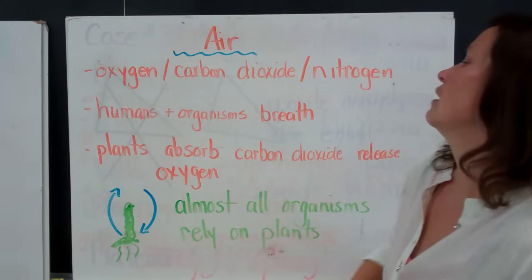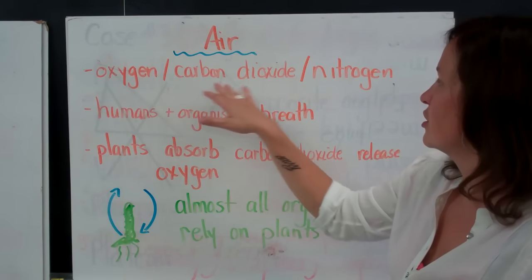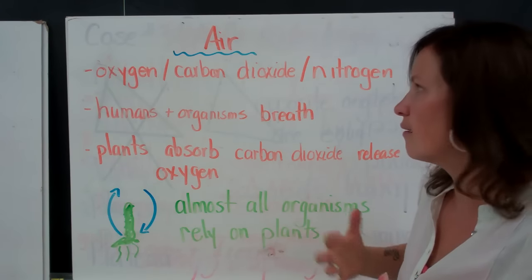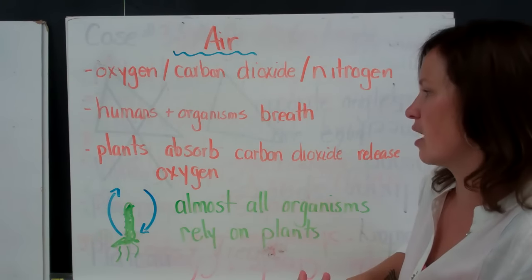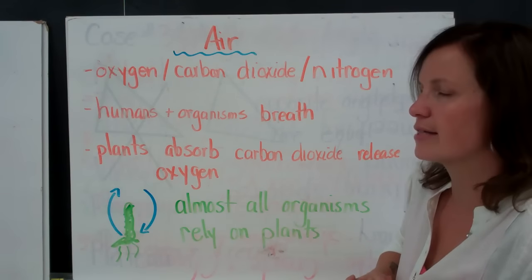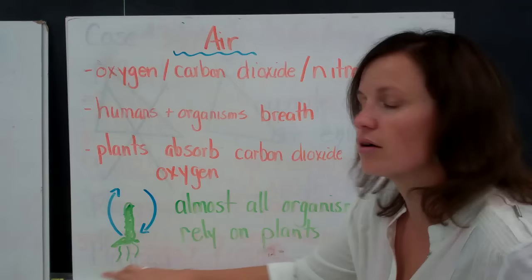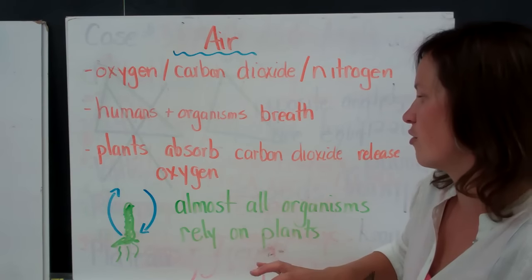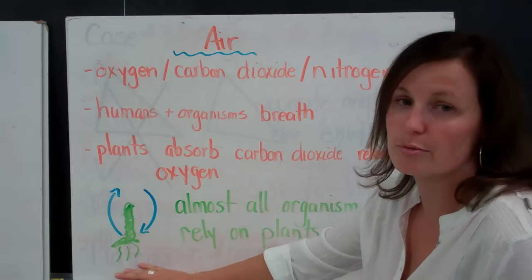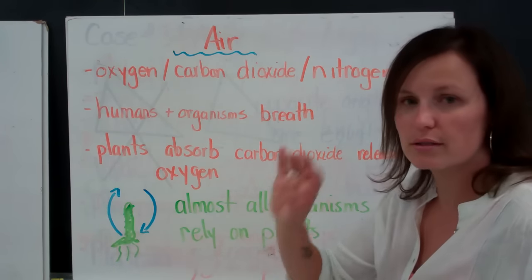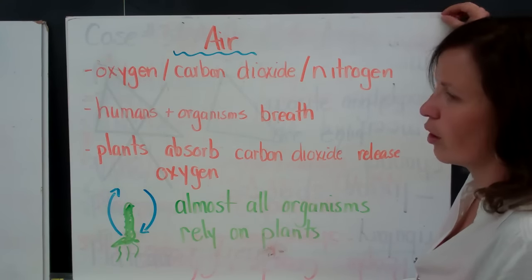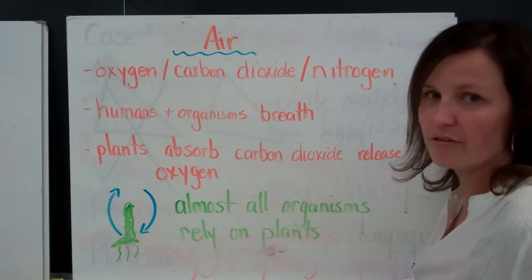Air, another basic need. Air is made up of oxygen, carbon dioxide, and nitrogen. Humans and organisms breathe, they take in oxygen, and they give off carbon dioxide. And consequently, plants absorb carbon dioxide and release oxygen. So it's this cycle that goes through the plants and vegetation on the earth. Almost all organisms rely on the oxygen produced by plants. So plants are very important to that balance of oxygen and carbon dioxide in the atmosphere, and the ability for organisms and humans to live and function.